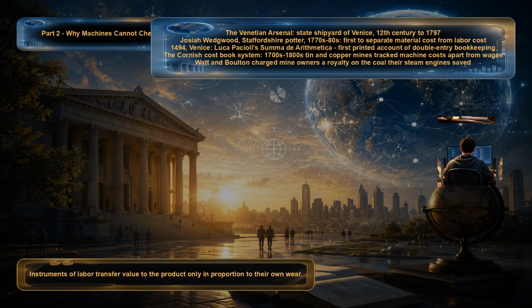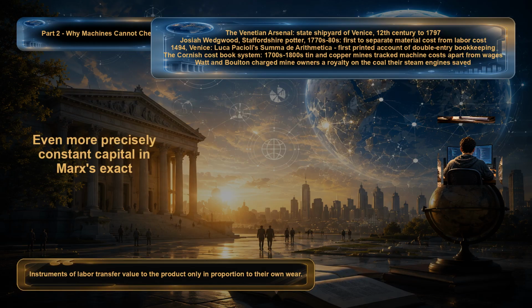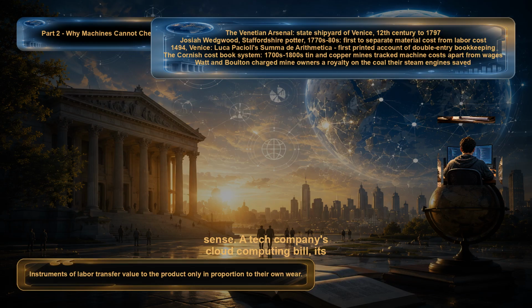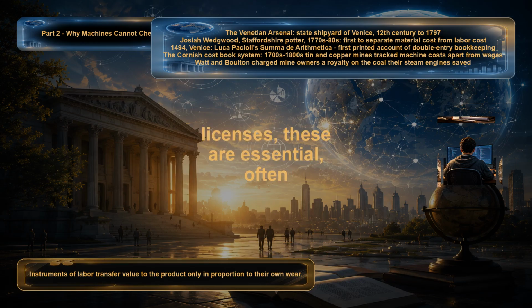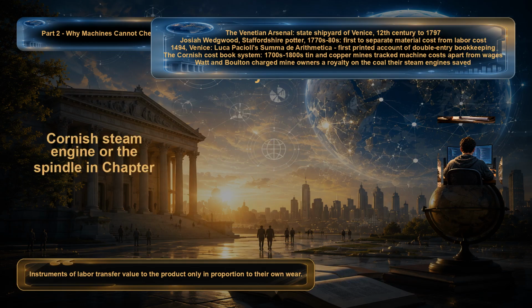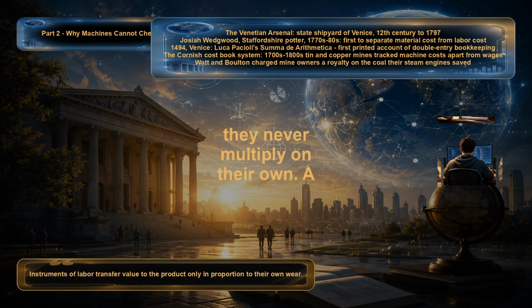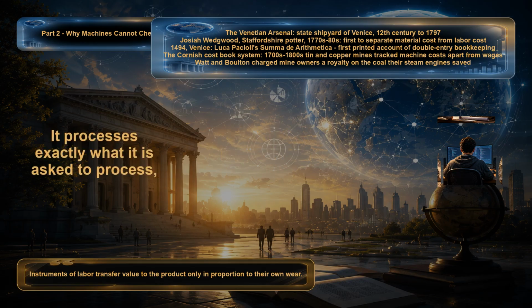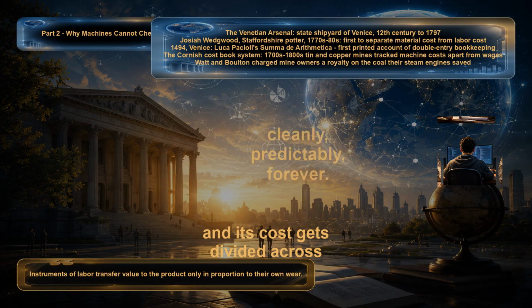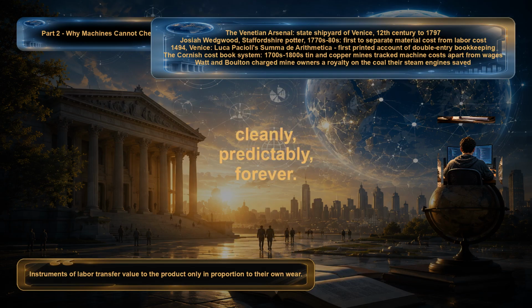What about something less physical today, something like software? Even more precisely constant capital in Marx's exact sense. A tech company's cloud computing bill, its software licenses, these are essential, often enormous costs, and they behave exactly like the Cornish steam engine or the spindle in Chapter 7. They transfer their cost into whatever gets built using them. They never multiply on their own. A server does not work harder because it wants a promotion. It processes exactly what it is asked to process, and its cost gets divided across that output, cleanly, predictably, forever.